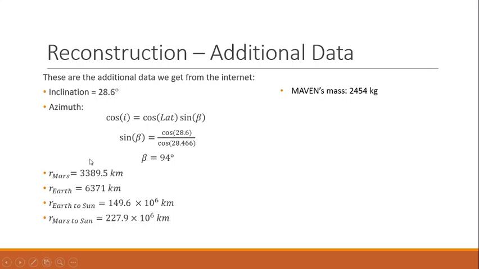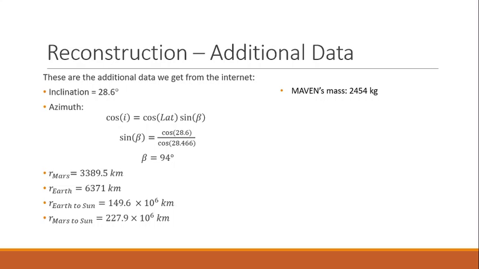We know that the Mars radius is 3,389.5 kilometers. Earth is 6,371 kilometers, and the distance from Earth to Sun is 149.6 times 10 to the power of 6 kilometers. Sorry, and the distance from Mars to Sun is 227.9 times 10 to the power of 6 kilometers.